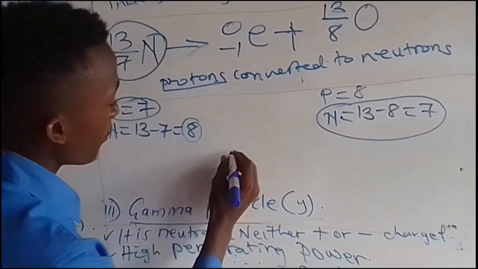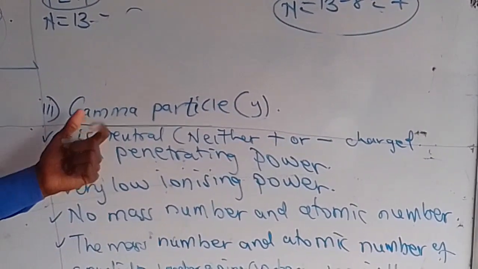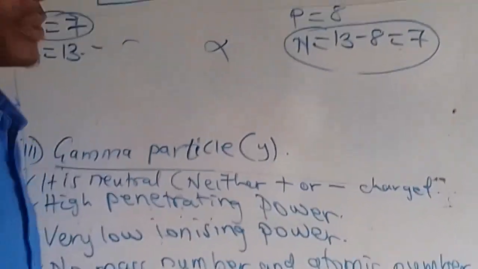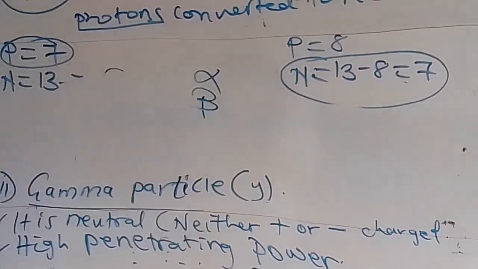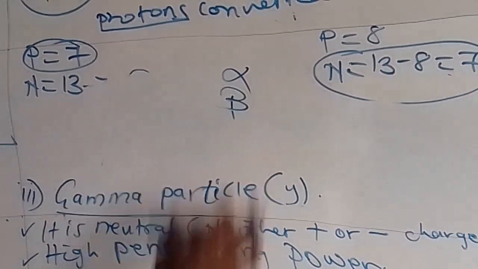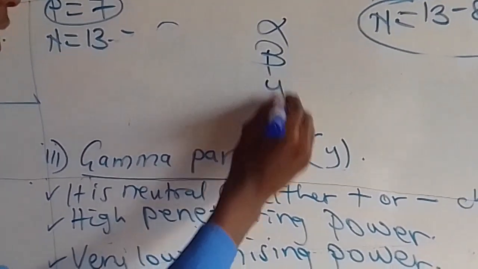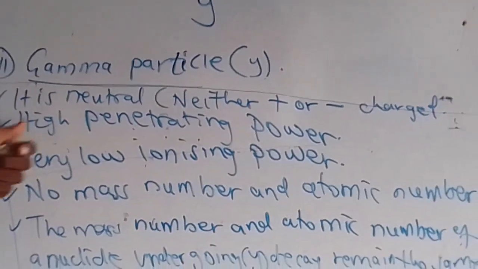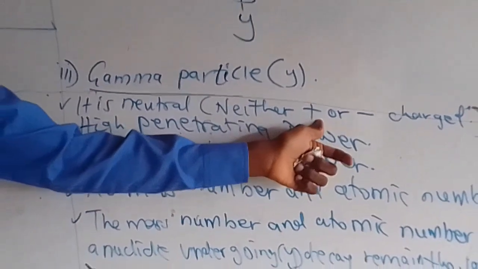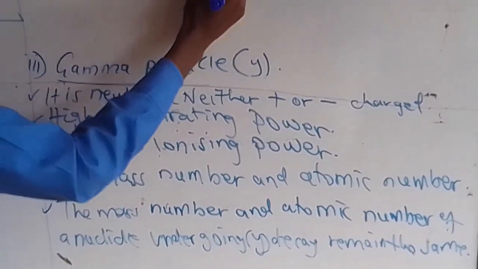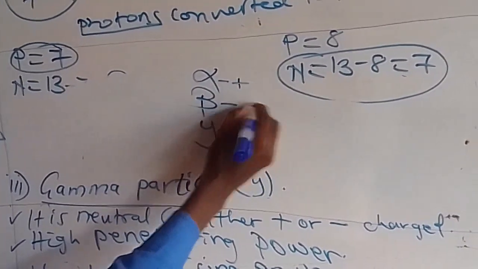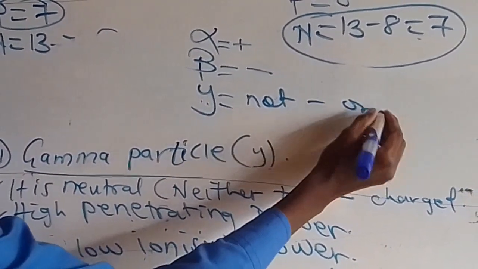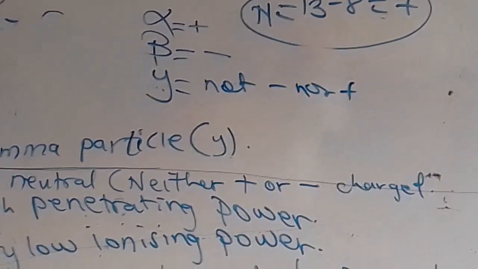We can take another example. We can say our ray number 3, the gamma particle. The first one was the alpha particle, positively charged. The second one was the beta particle. These are the symbols, negatively charged. And now the third one is the gamma particle. Its symbol is Y. So what are the features of this gamma particle? It is neutral. It is neither positively nor negatively charged. The alpha was positive, the beta was negative, and the Y particle is not negative or positive. So this one is neutral.